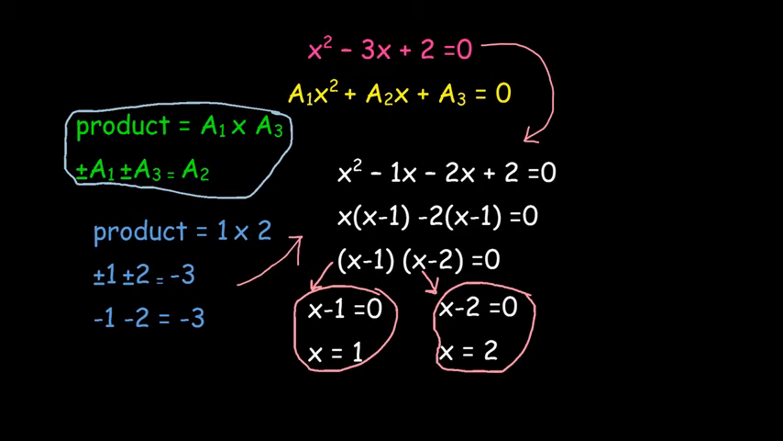When either of them is 0, right? So when x minus 1 is 0, you put the minus 1 on the right hand side, so x equals 1. When x minus 2 is 0, you put the minus 2 on the right hand side, so x equals 2. So the roots of this equation are x equals 1 and x equals 2.